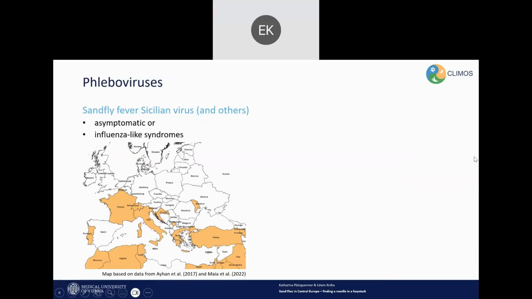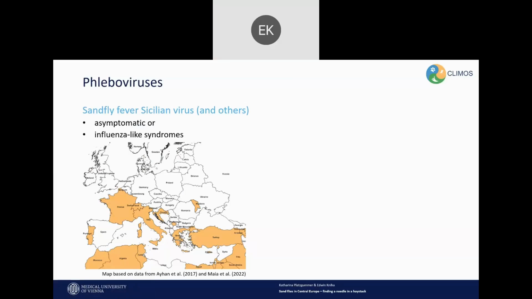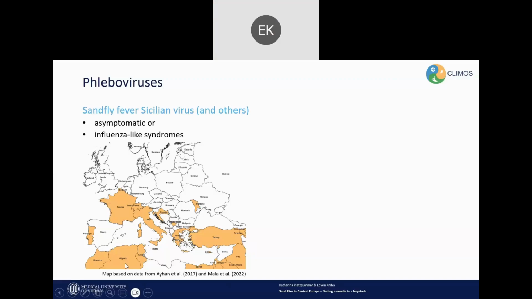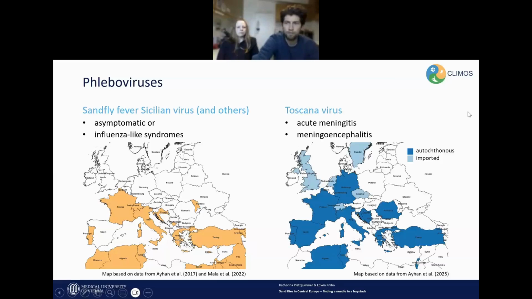On the other hand, we have the phleboviruses that are mostly transmitted by sandflies. In Europe here exclusively, we have sandfly fever Sicilian virus as well, one of the most important ones transmitted. You can see here on the map the distribution, or the known distribution, colored. Most of the infections are asymptomatic. If symptomatic, they will result in influenza-like syndromes that would usually be self-limiting.